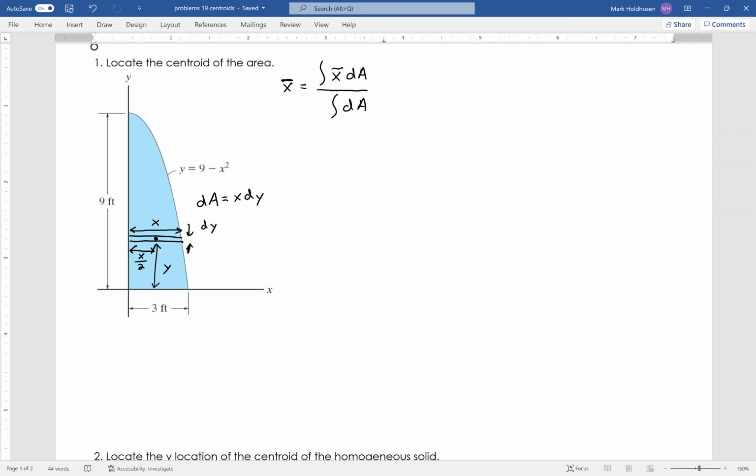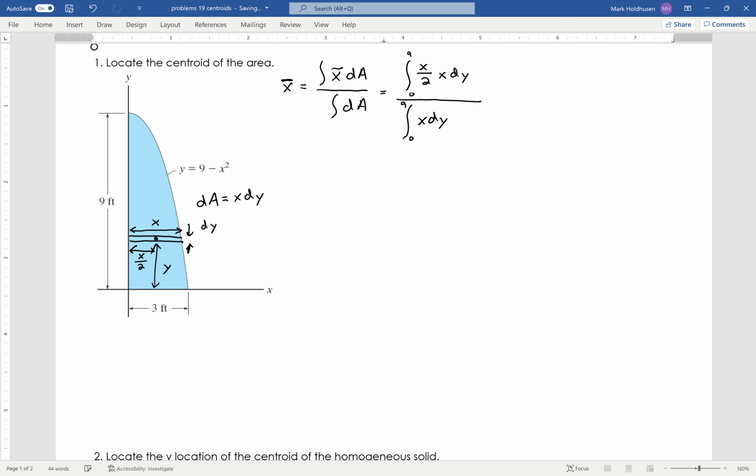Now we apply it to this equation here, where I'm going to take my integral of x tilde, which for us is going to be x over 2, times dA, which is going to be x times dy. And my limits of integration here, I'm integrating with respect to dy. Therefore, I go in the y direction from 0 all the way up to 9. The denominator will look the same. It will just not have the x over 2 in front of it.